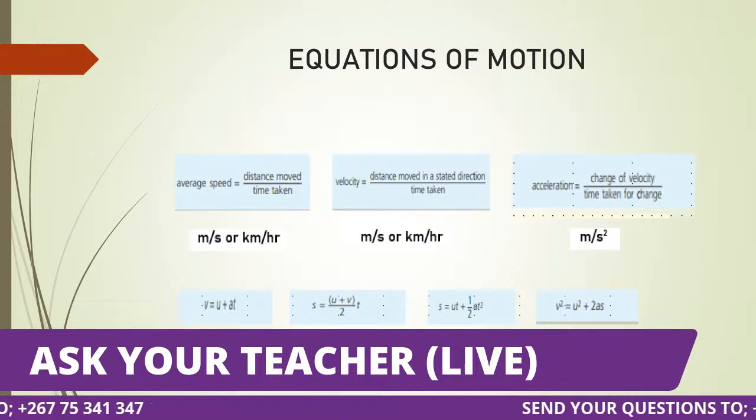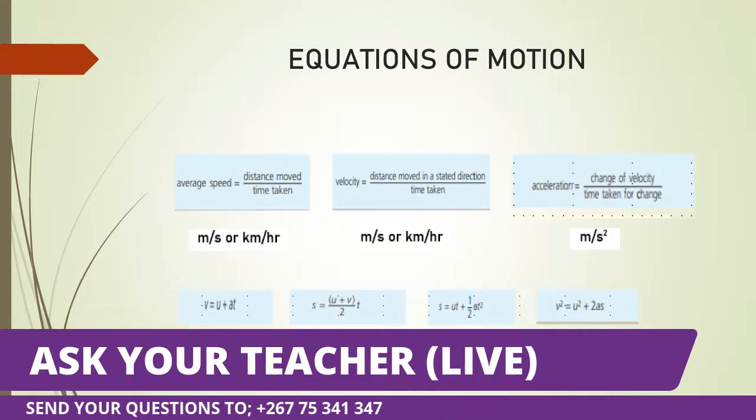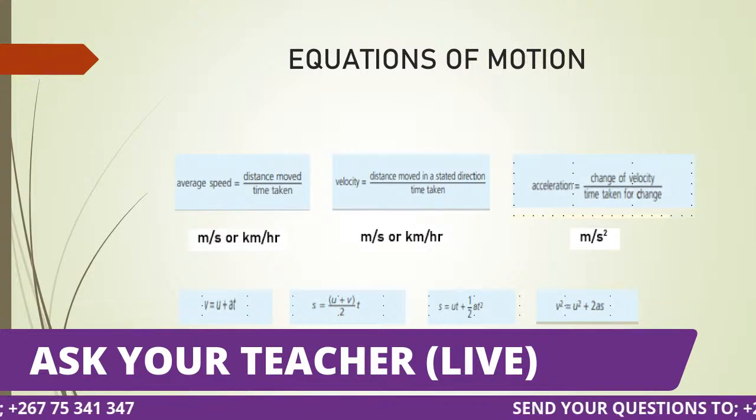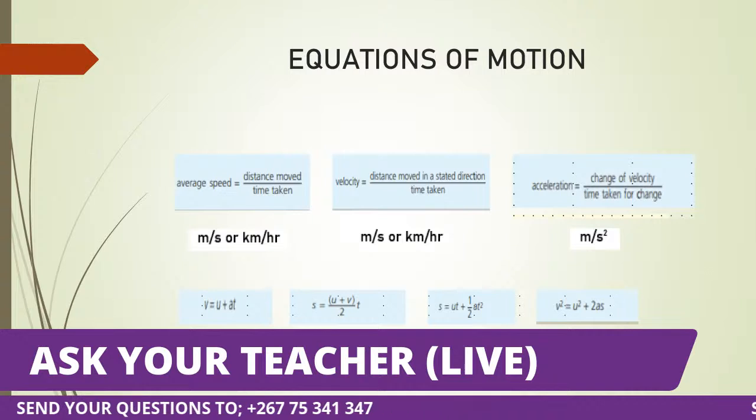And T, your time. Then we have S is equal to U plus V over 2 times T. Your S here is representing the distance covered, the height, the length. So it depends on the question. It can be representing all those quantities: distance, height, depth, or length.